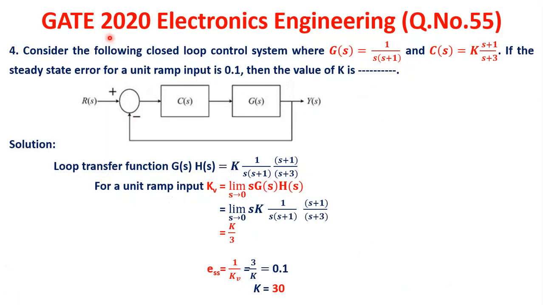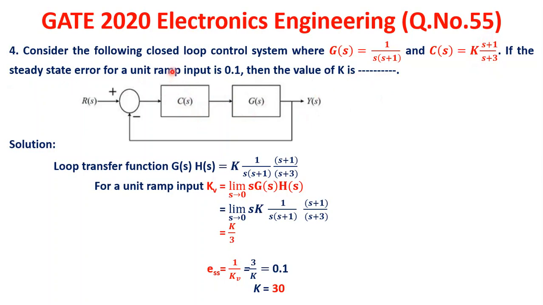Problem number 4. It has been taken from GATE 2020 Electronics Engineering EC, question number 55. Consider the following closed loop control system where g of s equal to 1 by s into s plus 1 and c of s is, normally we use c of s for the output transfer function, but they have used c of s for the controller transfer function, k into s plus 1 by s plus 3. If the steady state error for a unit ramp input is 0.1, then the value of k is dash.